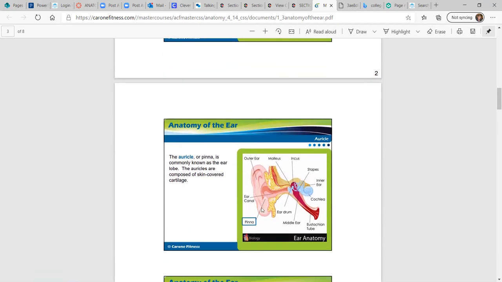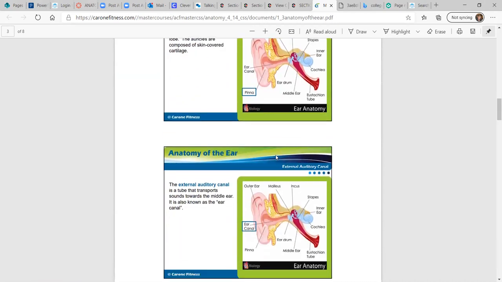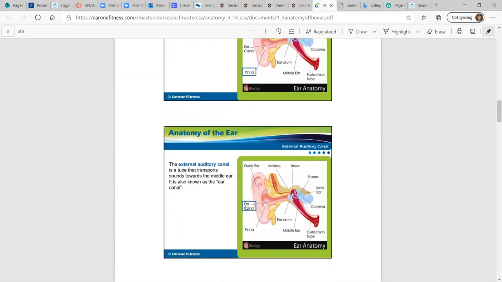If you break that down into its parts, there's the auricle or pinna. That's the ear lobe. It's cartilage, and if you pinch it, it's hard, but it's also movable. It's not like bone. We have the pinna, then we have the ear canal, the external auditory canal. It's a tube that transports the sounds towards your middle ear. Ear canal, external auditory canal, same thing.